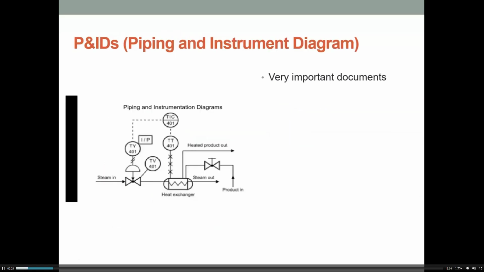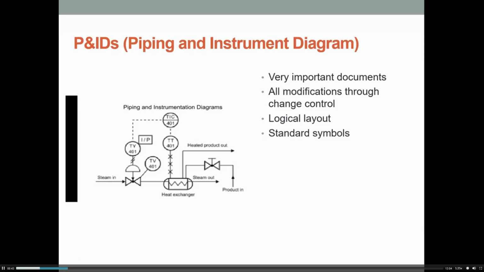So P&IDs stand for piping and instrument diagram, and they look something like this here, and they're really important documents. All modifications on them have to go through change control on a pharmaceutical site. They are controlled documents. They have a very logical layout. They use standard symbols, and all components have a tag. The tag and the component must agree with the tag on the P&ID.